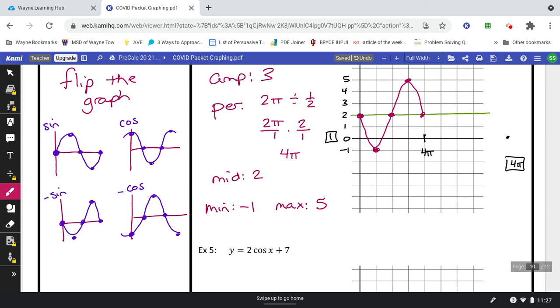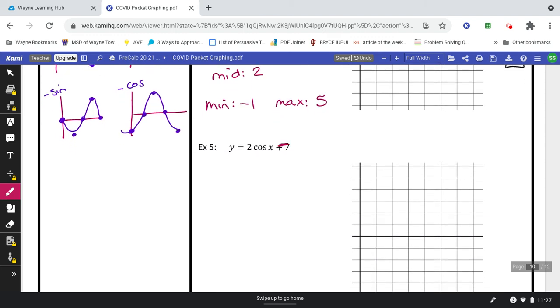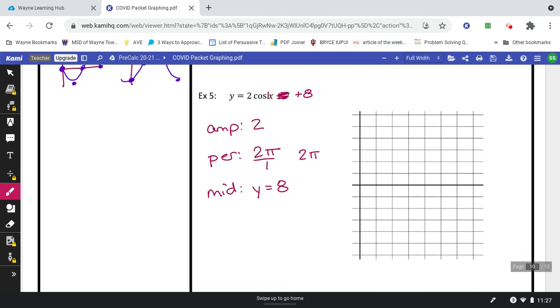All right, for example number 5, we're actually going to change this +7 to a +8. Amplitude's going to be 2. Period, 2 pi divided by 1, just 2 pi. Midline is going to be y equals 8. Minimum, maximum. Minimum is going to be 6, maximum is going to be 10.